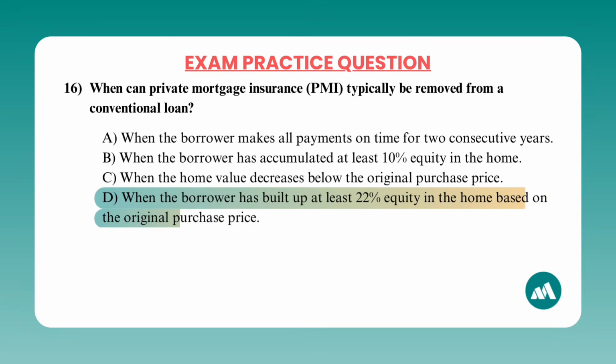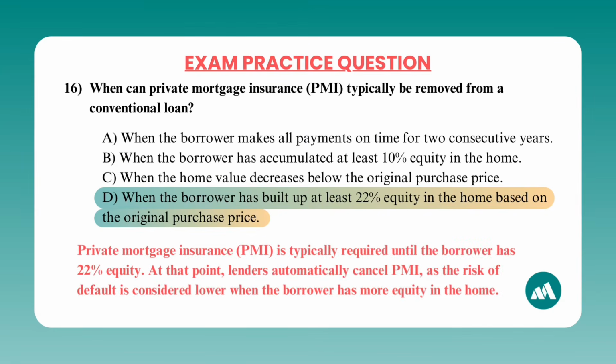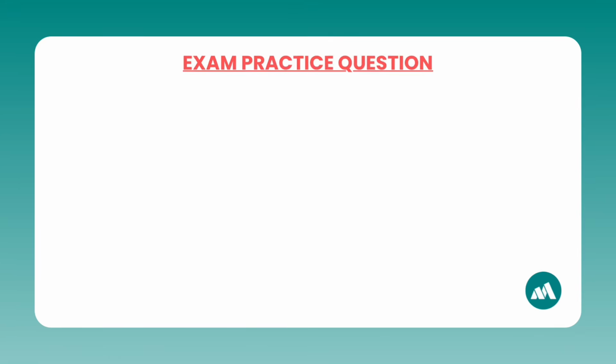And the answer is D, when the borrower has built up at least 22% equity in the home based on the original purchase price. Private mortgage insurance, or PMI, is typically required until the borrower has 22% equity. At that point, lenders automatically cancel PMI, as the risk of default is considered lower when the borrower has more equity in the home.